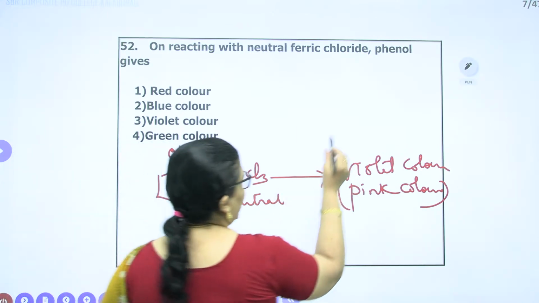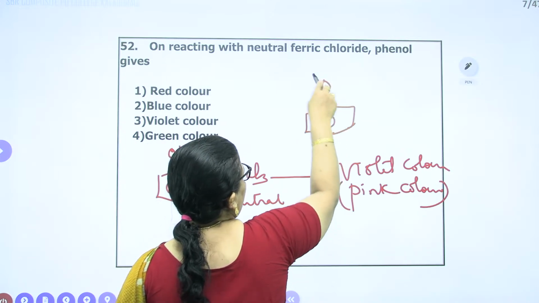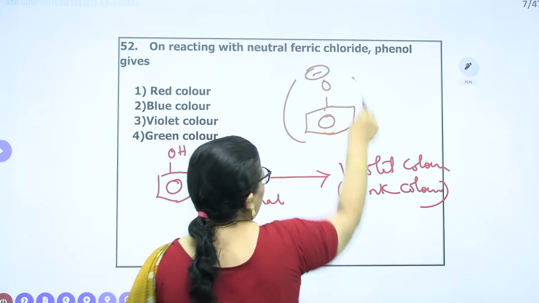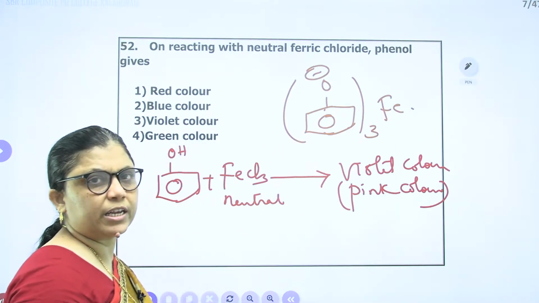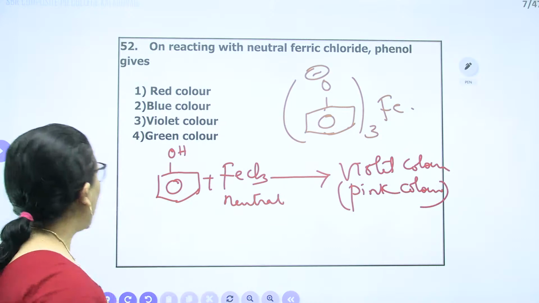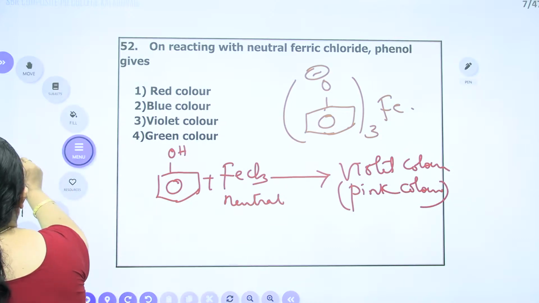This color is due to the formation of the C6H5O minus 3 times Fe, the triphenoxyferrate ion. We get a violet coloration.